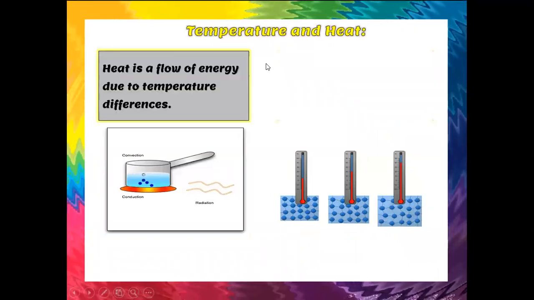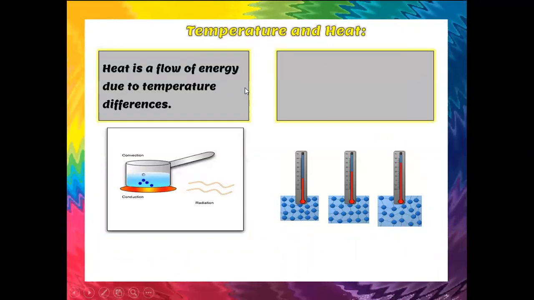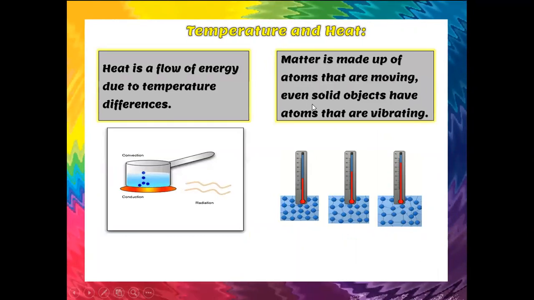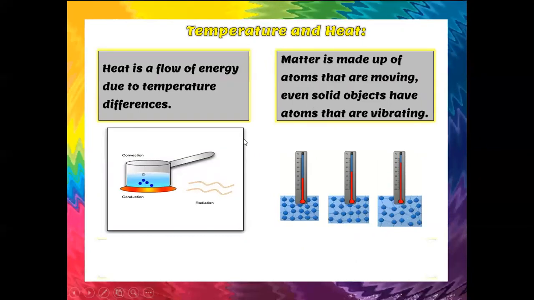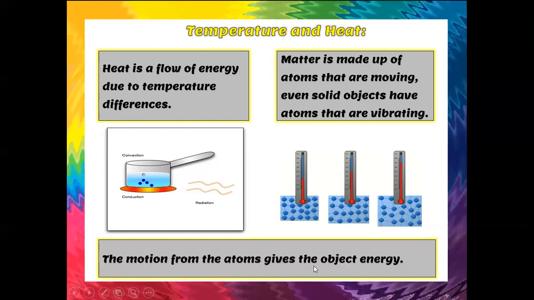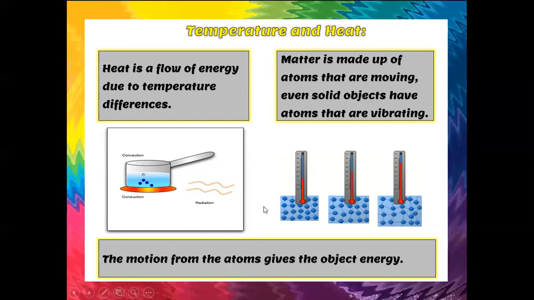Temperature and heat. Heat is a flow of energy due to temperature differences. Matter is made up of atoms that are moving. Even solid objects have atoms that are vibrating. The motion of the atoms gives the object energy.